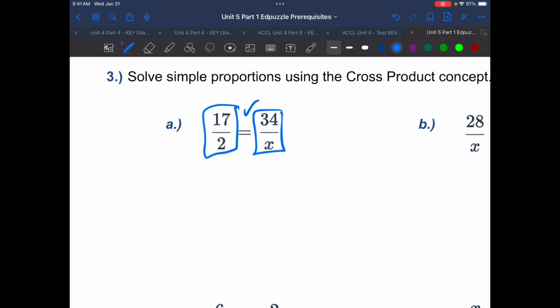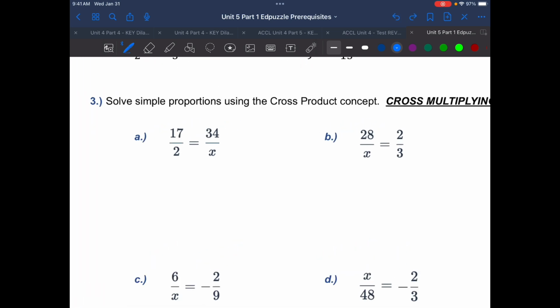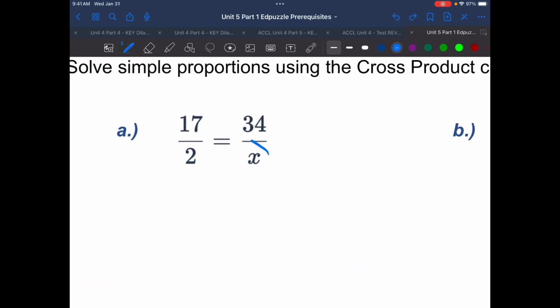That's called a proportion, okay? How do we solve proportions? We're gonna cross multiply. So here we go. So what I'm gonna do first is I'm gonna multiply 17 times x.